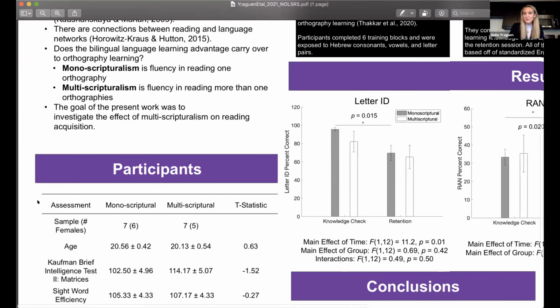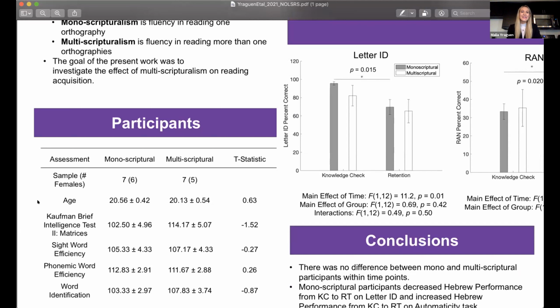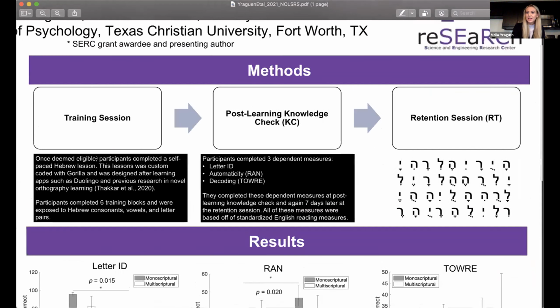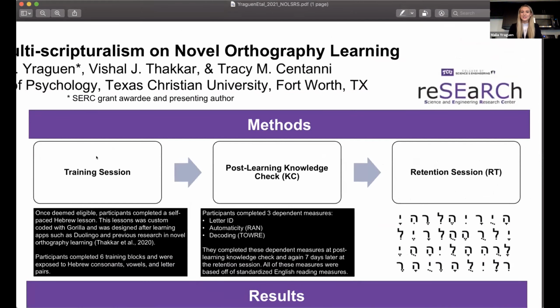70 young adult participants completed a background survey and assessment session over Zoom to determine their eligibility. Of the 70 participants, only 26 were eligible, and they completed a training session to learn Hebrew vowels and consonants. Directly after finishing the training session, they completed a post-knowledge learning check, which included our dependent measures of letter ID, automaticity, and decoding.